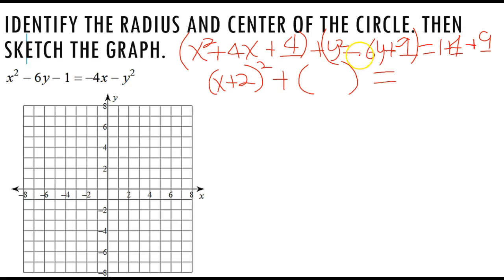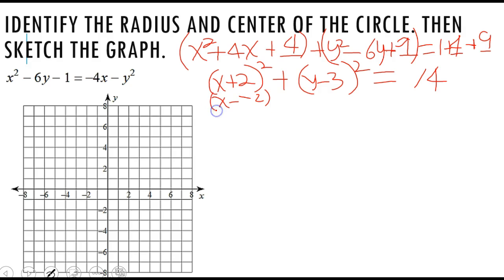And this part is negative 3 times negative 3. So it's going to be y minus 3, squared. And then we add up this bunch together, and then we get what? Yeah, 14. Okay, so again, this is positive, so we know it's going to be negative. It's going to be x minus negative 2.